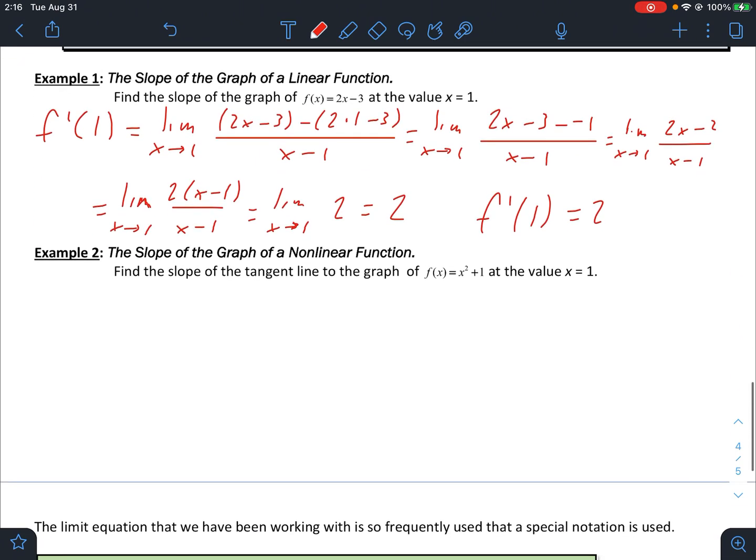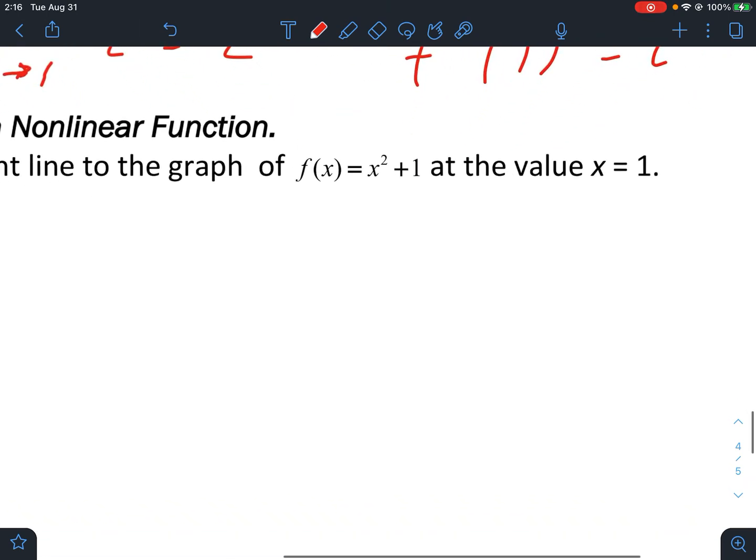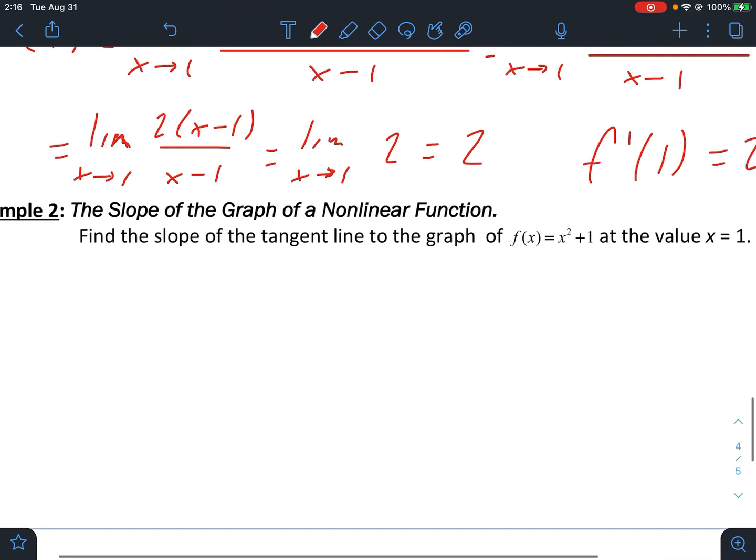All right, what if it's not linear? Well, now we don't just know the slope of this graph because it's changing. So that's where this definition comes into play.